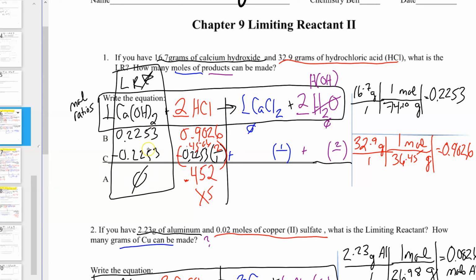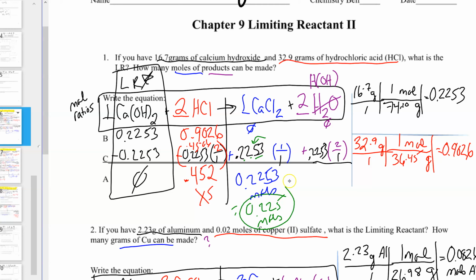Okay, so this is my limiting reactant. This is the ingredient that I'm running out of. So we're going to put that coefficient in front here to figure out how much of each product is made during the change. So now here it's 1 to 1, and over here it's 2 to 1, so 0.2253. So if we started with none, and we created 0.2253 times 1, how much is there at the end? 0.2253 moles. Now, this is where we want to round for our sig figs. So that's going to be 0.225 moles of CaCl2.